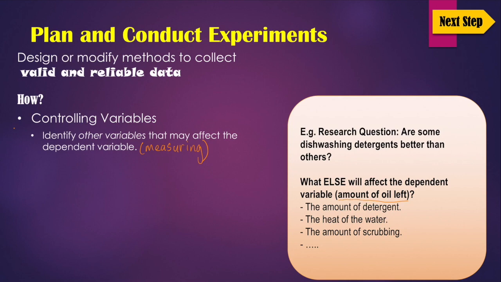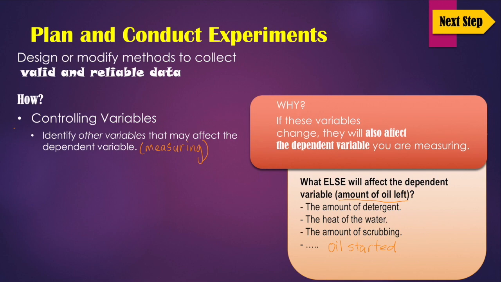So we've already gone and identified a few things. We've identified the amount of detergent, the heat, the scrubbing, and even the amount of oil I started with. All of those things are going to affect how much oil I'm left with after I wash with different detergents.